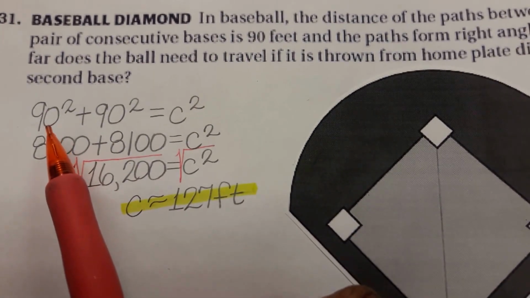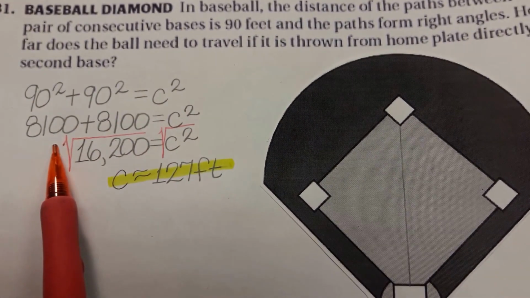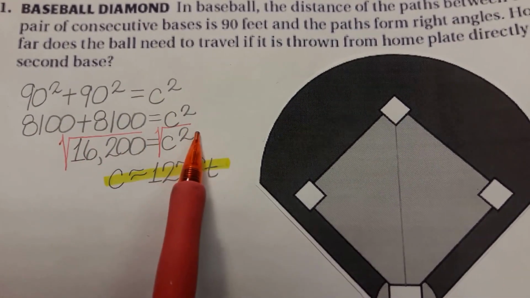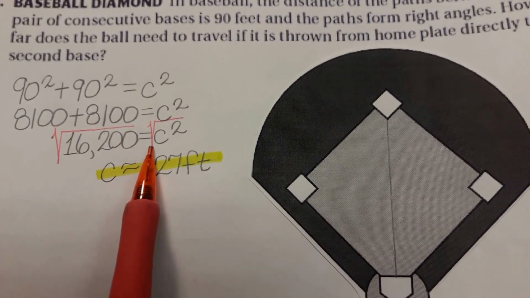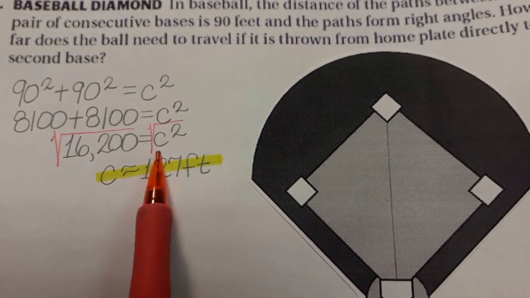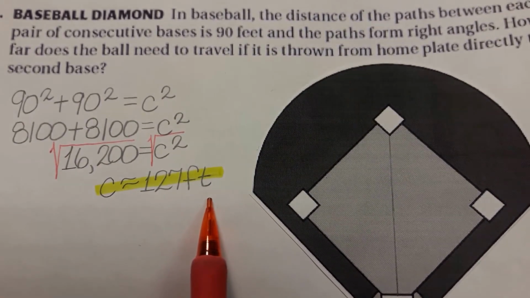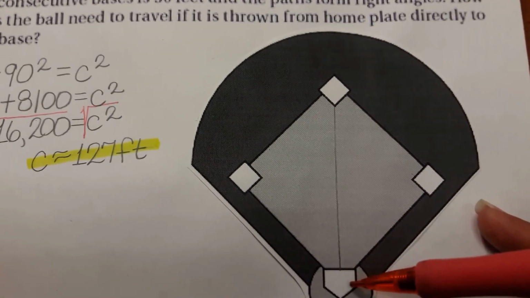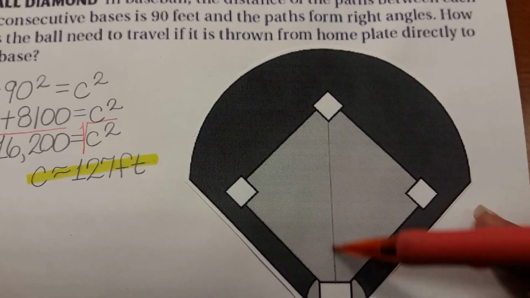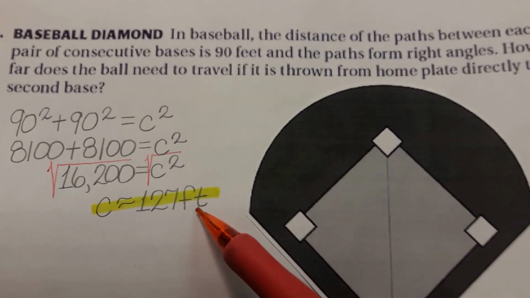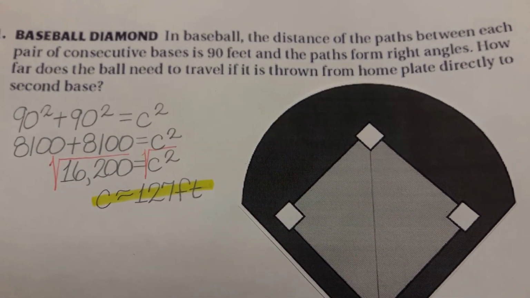So applying the Pythagorean theorem, you have 90 squared plus 90 squared equals c squared. 8100 plus 8100 equals c squared. Add these up to get 16,200 equals c squared. Square root both sides of my equation. So c is approximately equal to 127 feet. So it's telling me that from home to second, or second to home, the distance is 127 feet. Very important that you always include your units when you're working with these problems. Okay? Make sure you read and study.